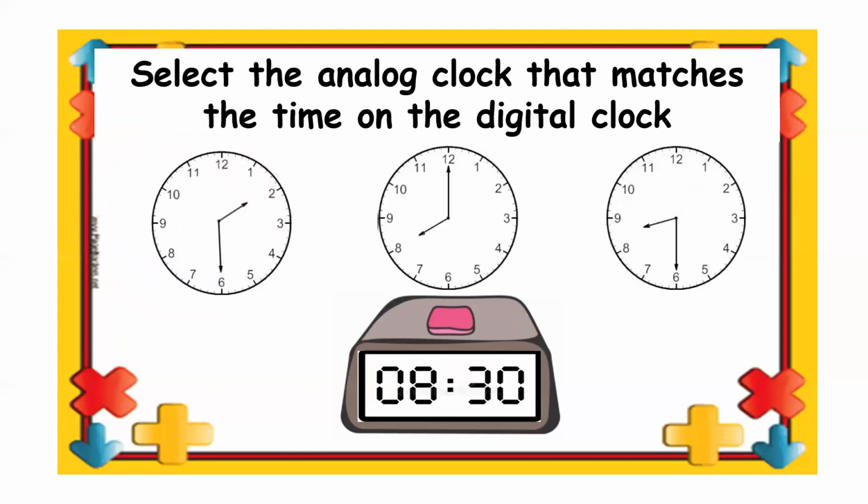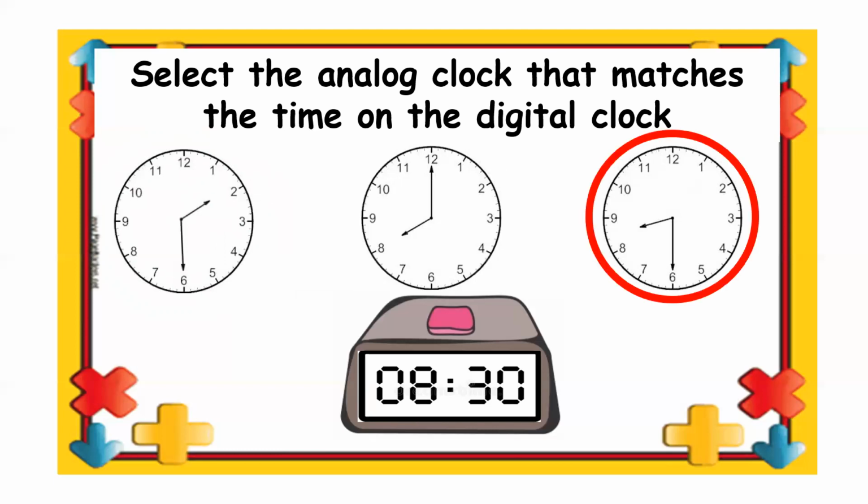Let us look at another one. Which of these analog clocks match the time on the digital clock? What is the time on the digital clock? Excellent. It is 8:30. Now, which clock shows 8:30? Is this what you chose? Excellent work. The analog clock shows 8:30.